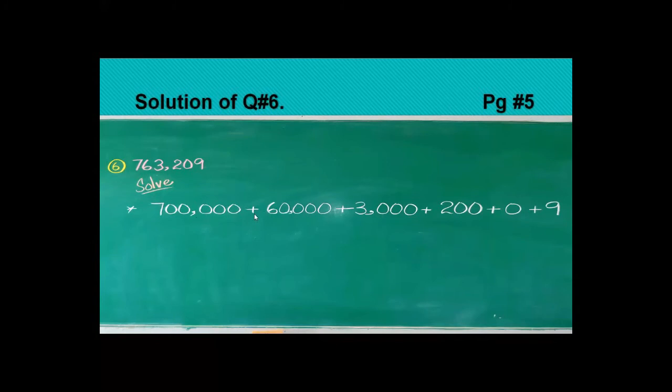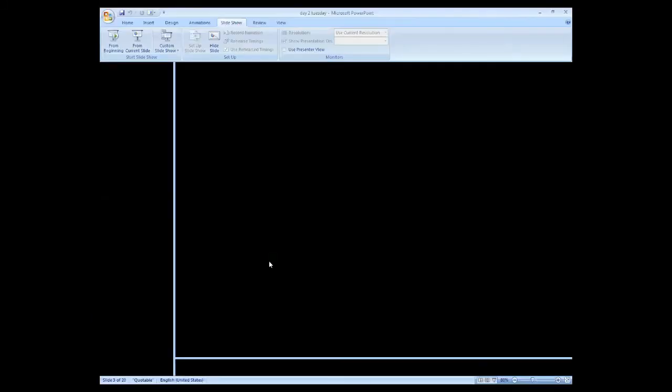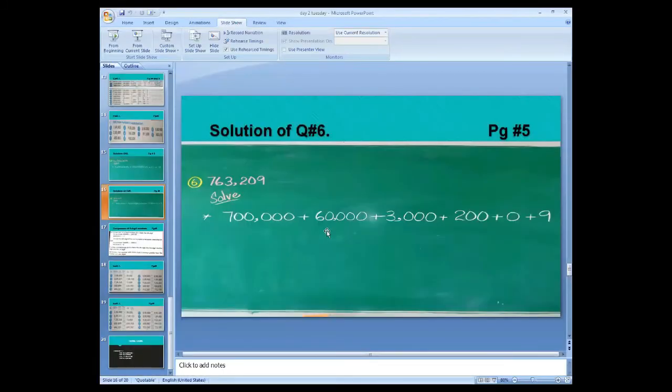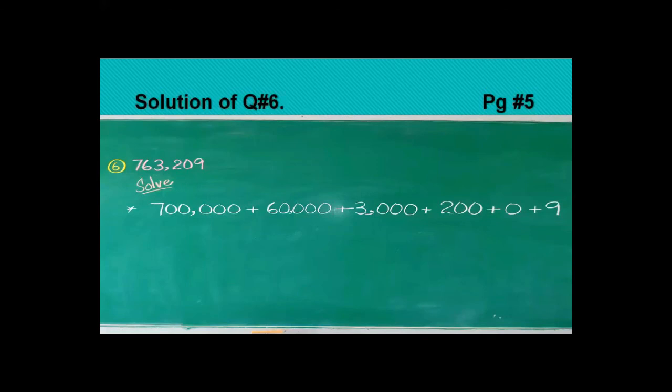Then addition sign, then 6 comes at the place of 60,000. Then 6 comes at the place of 10,000. How many zeros are there in 10,000? 4 zeros. So we write it like this. Then 3 comes at the place of 1000. How many zeros are there in 1000? 3 zeros. And in expanded form, you will put 3 zeros.